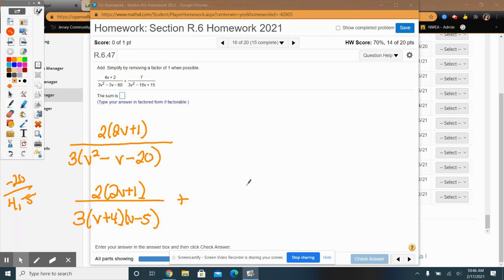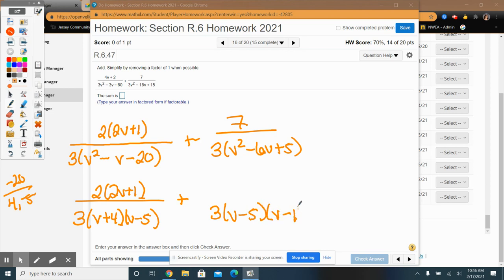Plus, I have a 7 here. These have a 3 in common. That's v squared minus 6v plus 5. That can factor further. That's v minus 5 and v minus 1, over 7.